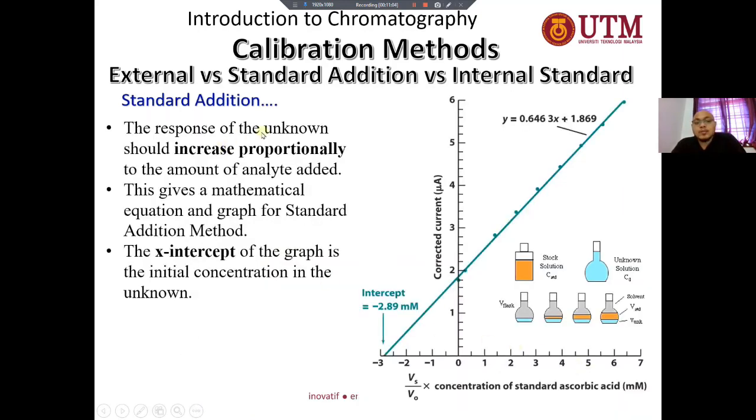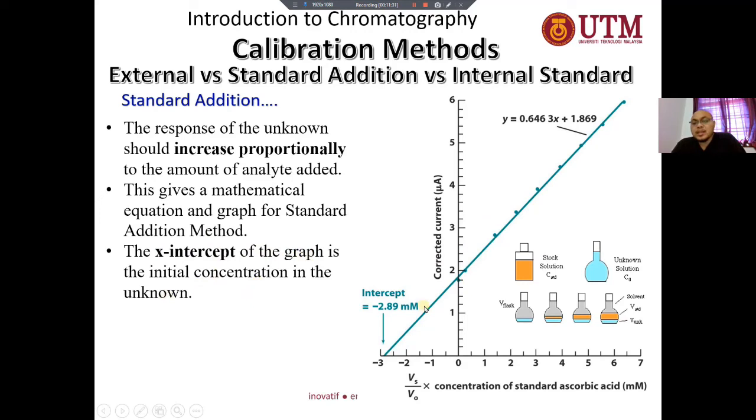The response of the unknown should increase proportionally to the amount of analyte added. So as we increase the analyte, the response or the absorbance should increase proportionally. As the concentration increases, so does the absorbance reading. Here is the mathematical equation and graph for the standard addition method. When we plot, we will get a graph. The x-intercept of the graph is the initial concentration of the unknown.